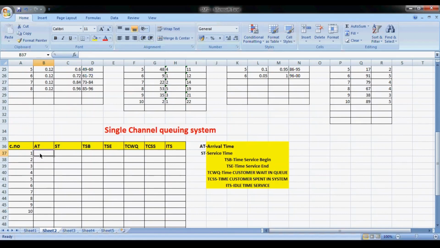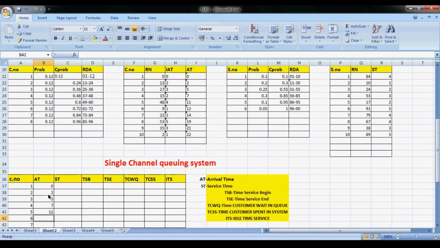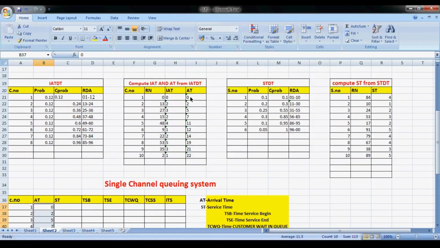So next we need to write only arrival time. The arrival time we have already calculated from the interval time distribution table. The arrival time is given as 0. So I will write 0, then 2, then 5, 7, 11, 12 is given. So write down 12. 14 is there, so write down 14. 19 is there, so write down 19. 21 is there, so write down 21. 22 is there. Write down 22. So these are the arrival values which we calculated from the interval time distribution table.